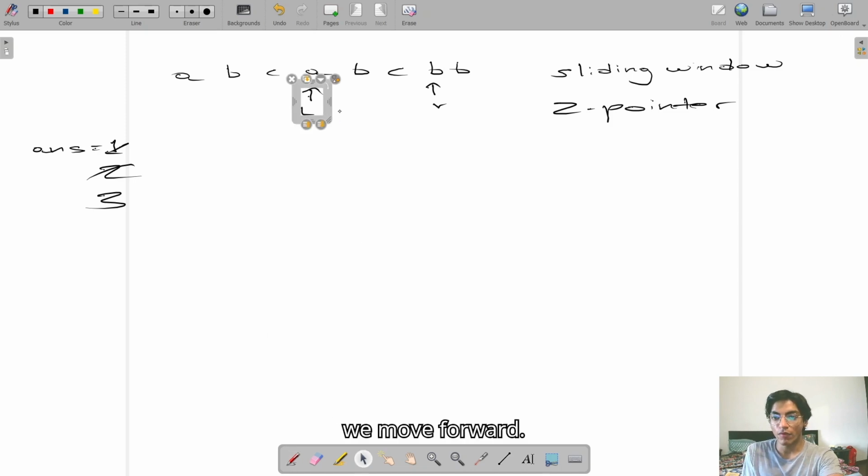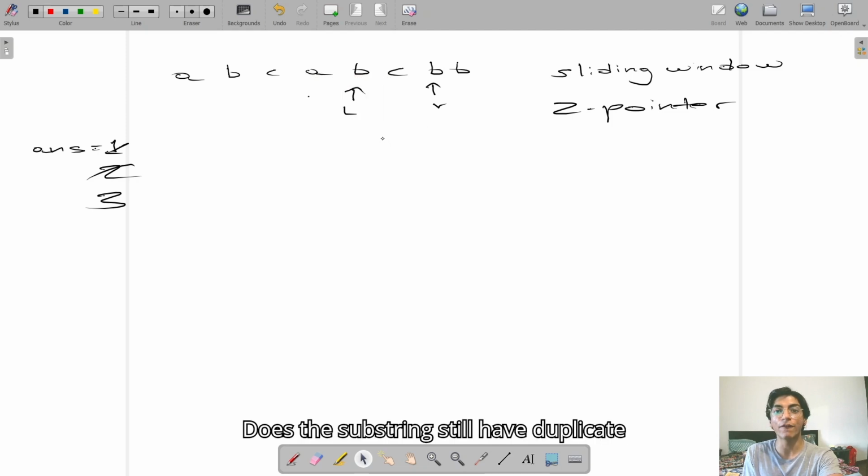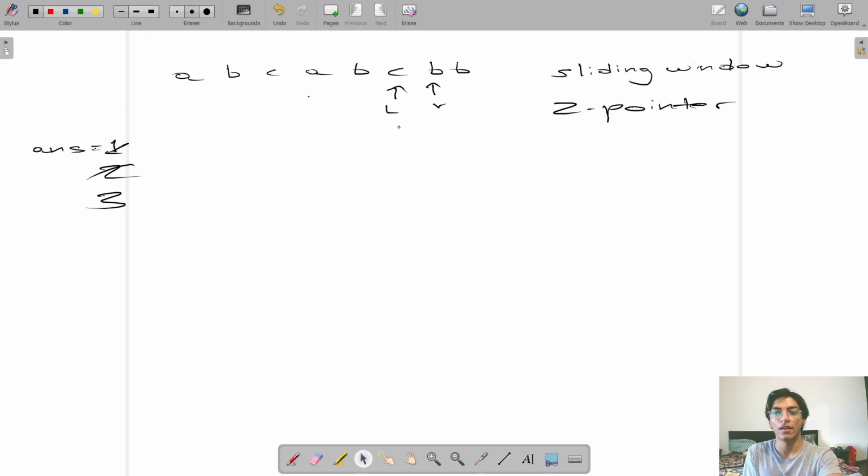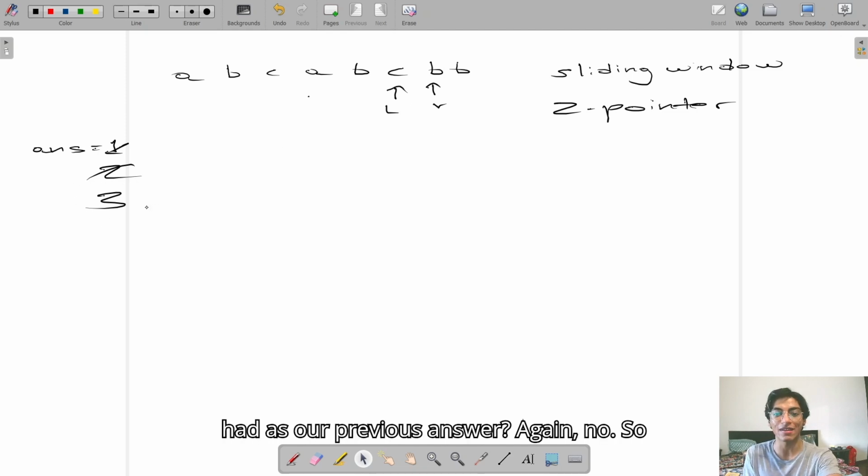We move forward. Does the substring still have duplicate characters? The answer is yes, because B is still repeating. We move again. Does the string have duplicate characters? No. Is its length greater than what we had as our previous answer? Again, no. So we keep the answer as it is.